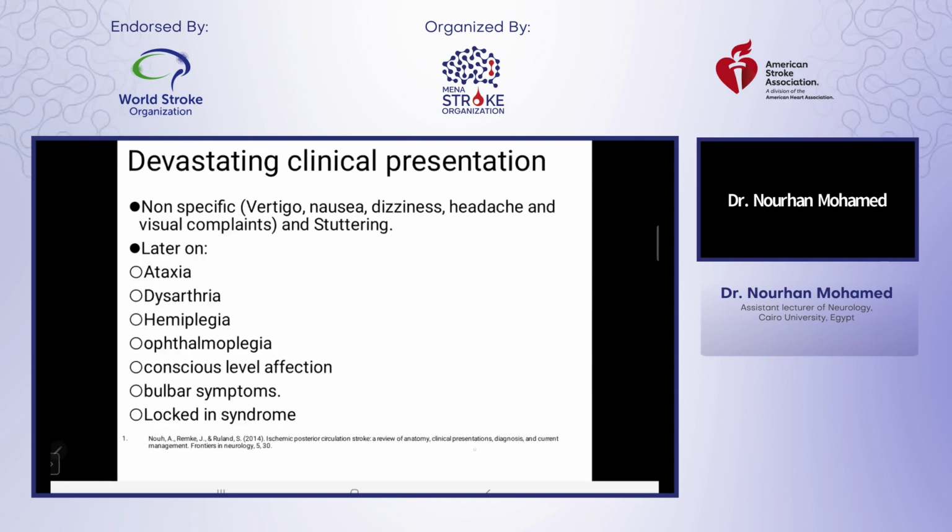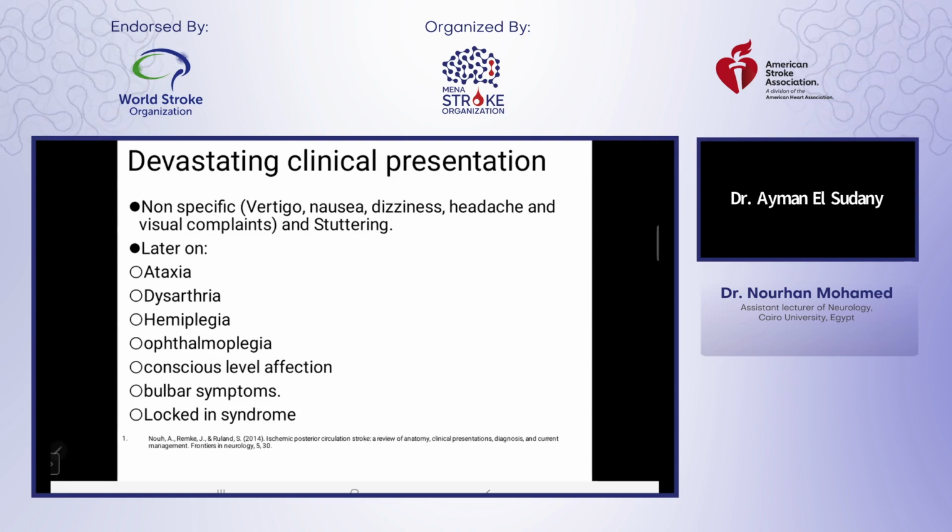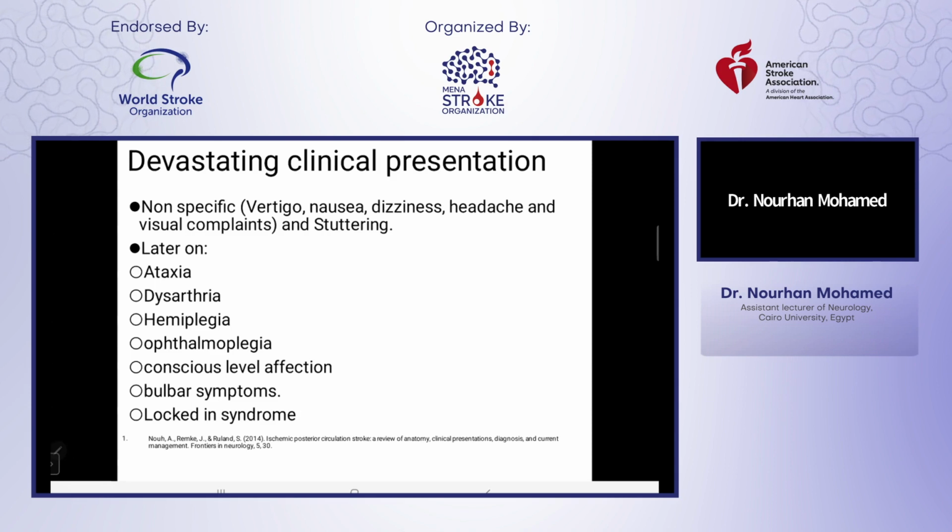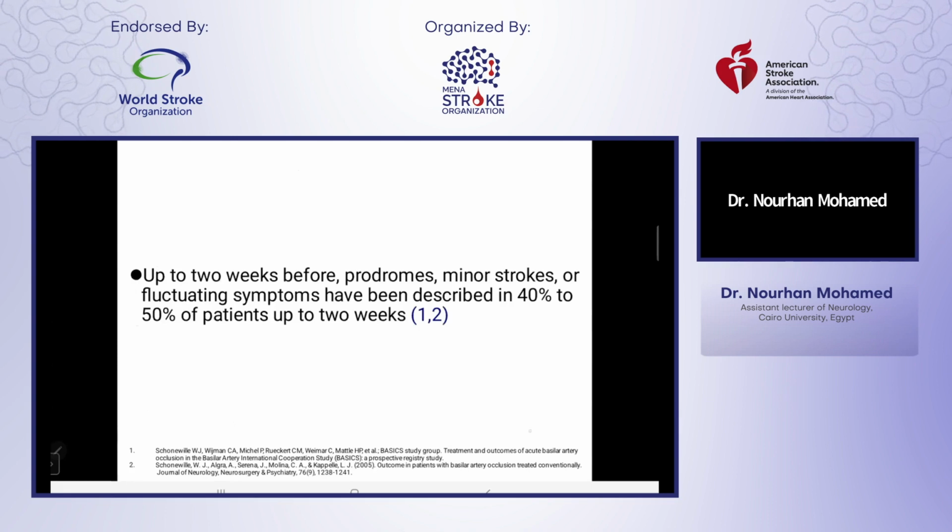Clinical presentation of posterior circulation stroke can be non-specific. Patients can come with vertigo, nausea, dizziness, headache, or visual complaints. Such presentation may be stuttering and fluctuating, dependent on the collaterals. Later on, after establishment of the stroke, the patient may present with ataxia, dysarthria, hemiplegia, ophthalmoplegia, or affected conscious level, and bulbar symptoms, and finally locked-in syndrome. Up to 2 weeks before the main presentation, prodromes can occur. Minor strokes or fluctuating symptoms have been described in 40 to 50% of the patients.